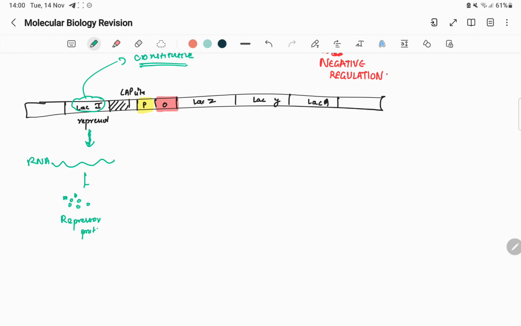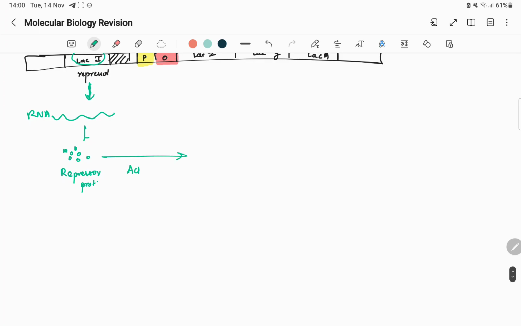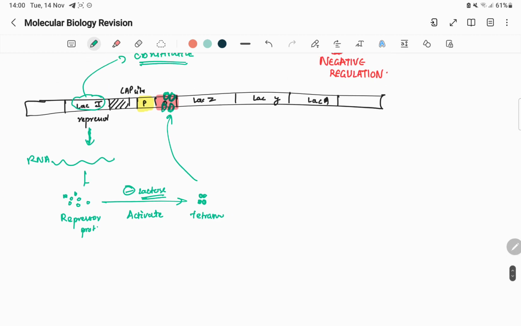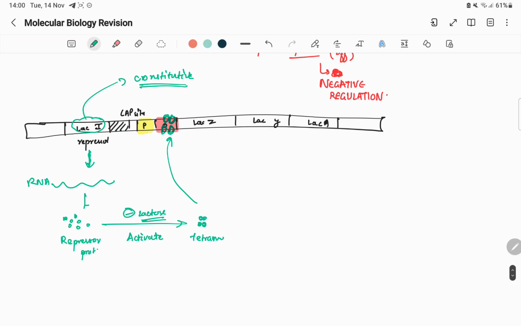This repressor protein will be activated in the absence of lactose, because lactose is absent, so it gets activated. Like this, a tetramer is produced. This tetramer will go and bind to the operator region, and thus the RNA polymerase can't bind the promoter region and continue the transcription.